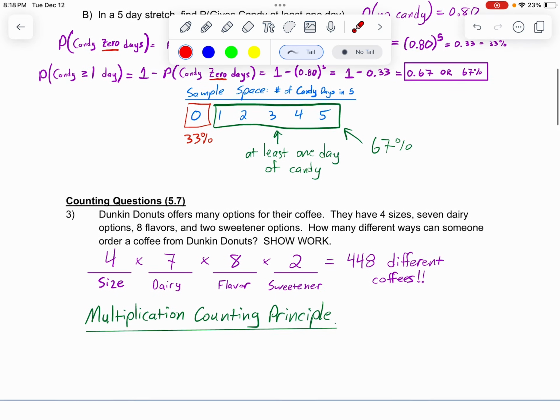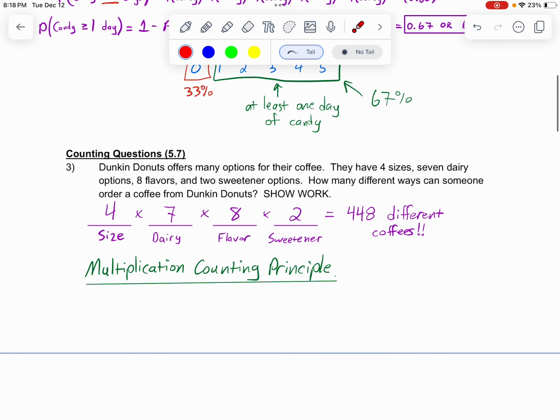Now we're moving on into the counting questions. If you go to Dunkin' Donuts, maybe you get their donuts, but they have coffee. And they have a lot of options. They have 4 sizes of coffee, 7 different dairy options, like maybe oat milk, skim milk, whole milk, etc., 8 flavors of coffee, and then 2 sweeteners. So maybe natural sugar and then artificial sugar. How many different ways can someone order a coffee?